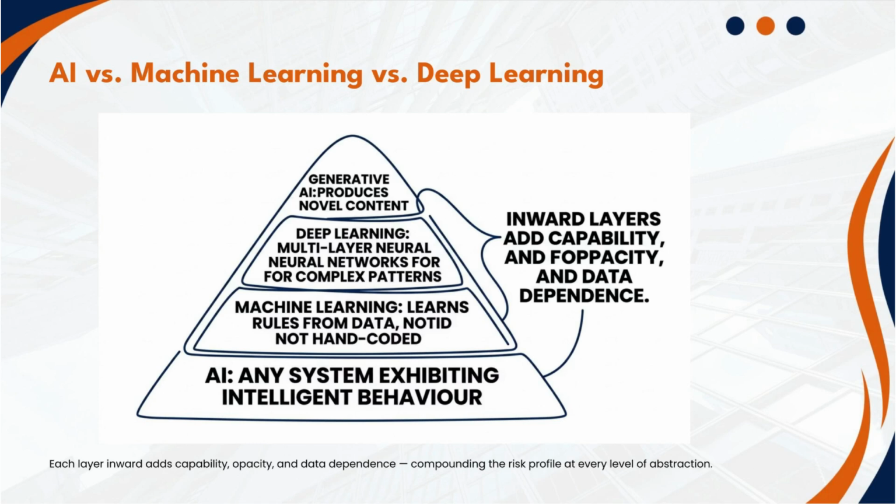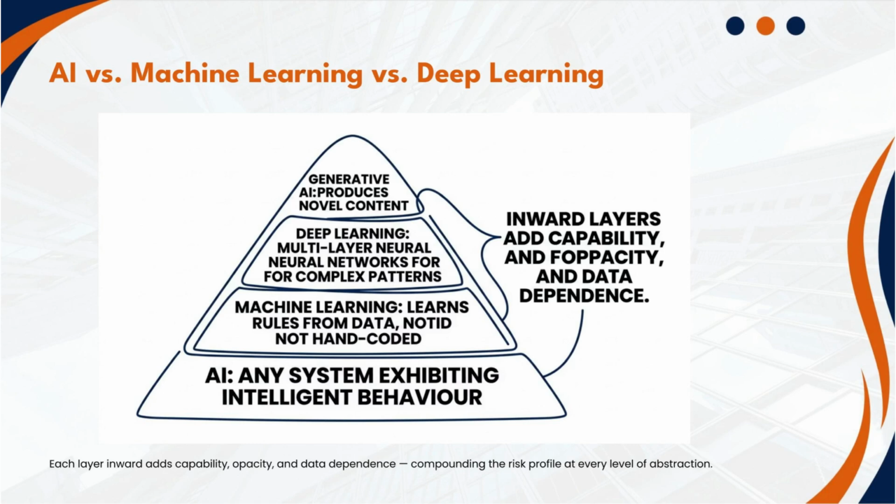That includes old-fashioned rule-based expert systems, the kind that were literally a long list of if-then statements written by humans. Inside that sits machine learning. Here's the shift. Instead of a human writing the rules, the system infers the rules from data. Show it thousands of past loan outcomes, and it works out the pattern itself.